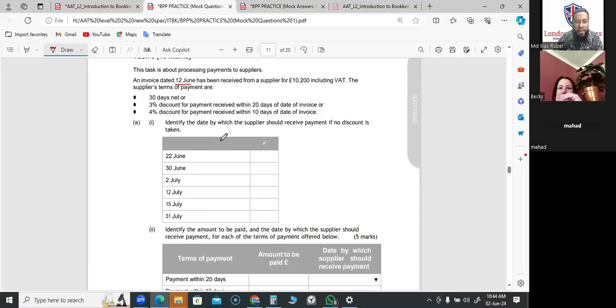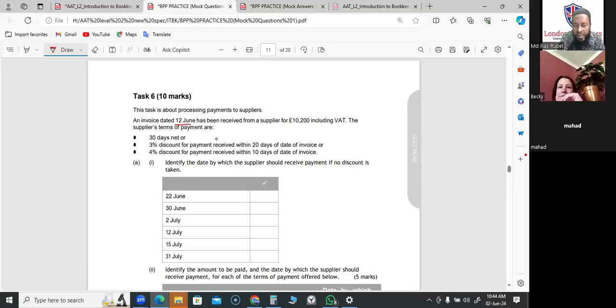Let's read and learn. An invoice dated 12 June has been received from a supplier worth this much money, including VAT. So we can always work out divided by 120 times by 100 to get the net amount, times by 20 to get the VAT amount. But anyway, the supplier's terms: 30-day net, or 3% discount if you pay within 20 days, 4% discount if you pay within 10 days. Do you understand these things? Yeah, this is cash discount, settlement discount. Although 10,200 is the invoice, if we pay within 20 days, we get 3% discount. If we pay within 10 days, we get 4% discount because it's a supplier relationship. So it's a discount received.